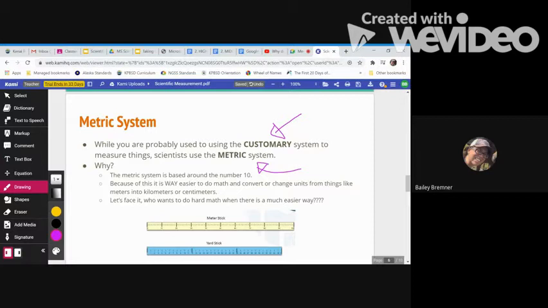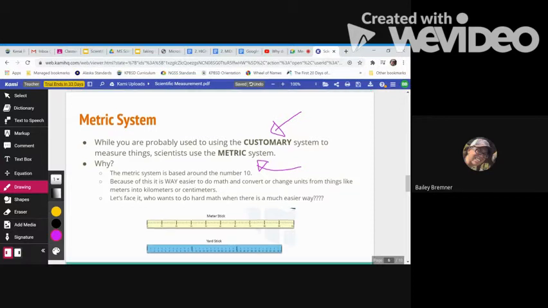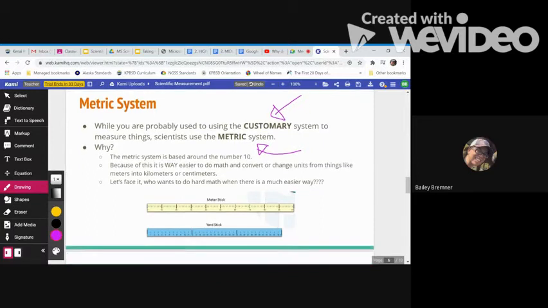The reason why we use the metric system is because it is based all around the number 10. So those of you that have been learning about scientific notation and exponents, it makes it much easier to do problems when we have lots of zeros because we can move the decimal point around to convert between different units within the metric system. And you're going to see that when you do the metric mania assignment later this week.